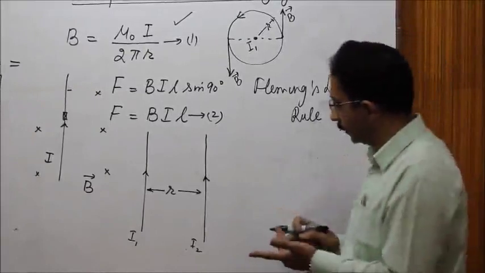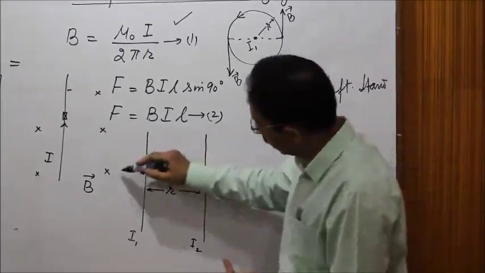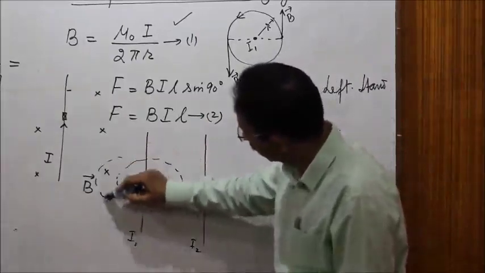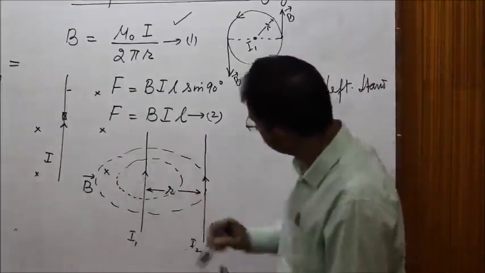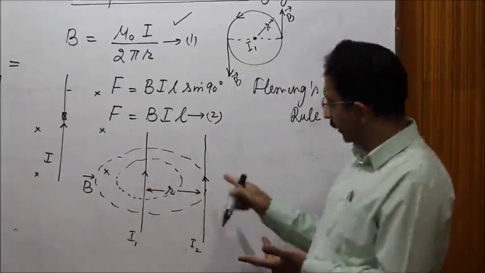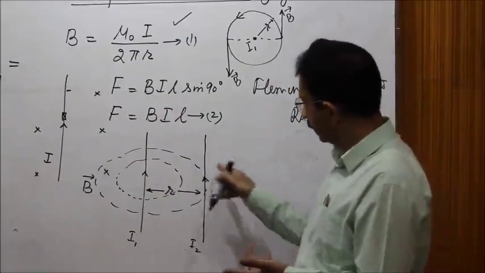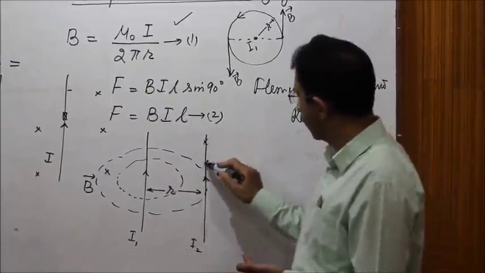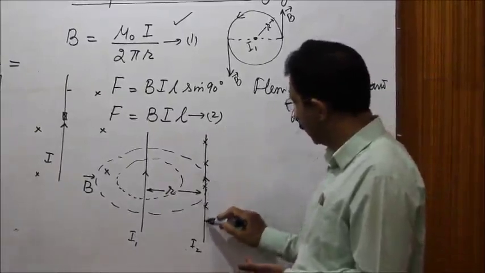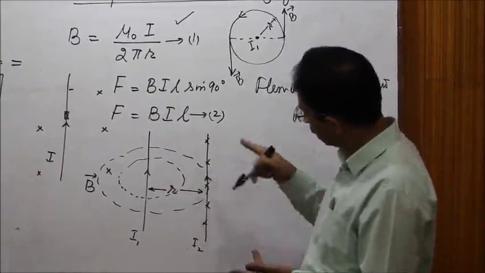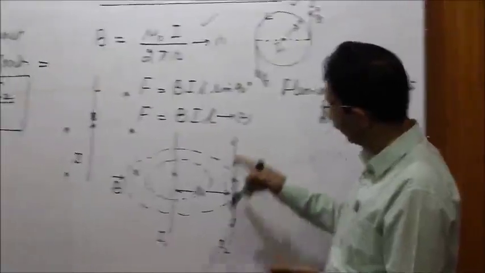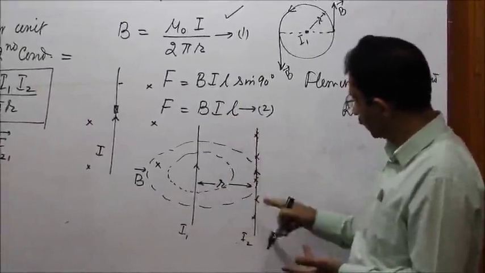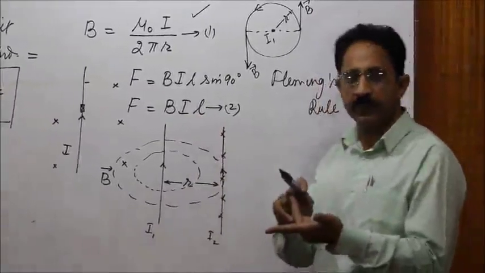So in this case, the magnetic lines of force produced by the first conductor are like this, as I showed earlier. The second conductor finds the magnetic field perpendicular in this manner. This magnetic field gives us a force F equal to BIL, and the direction of that force will be found by Fleming's left-hand rule.